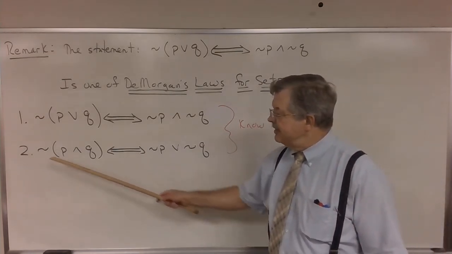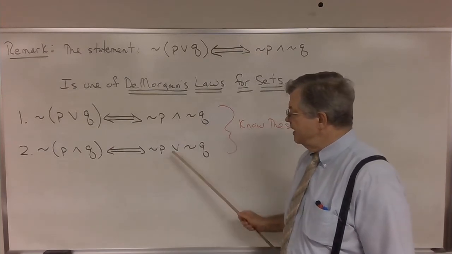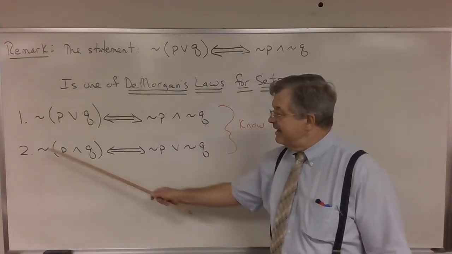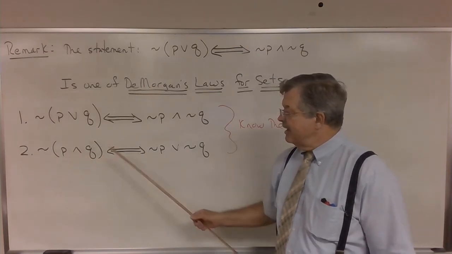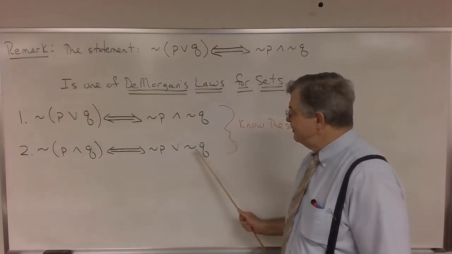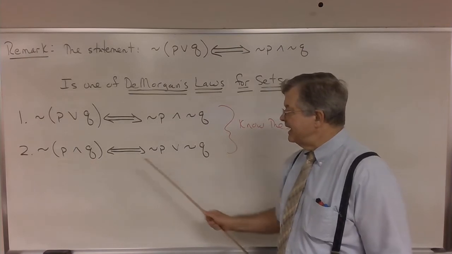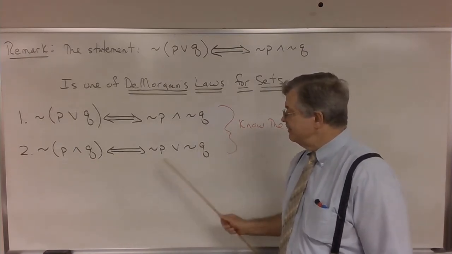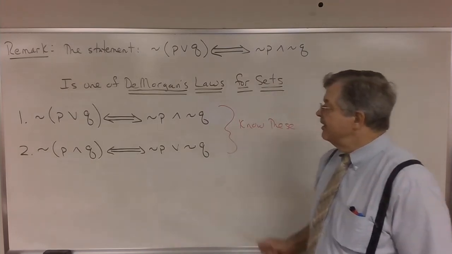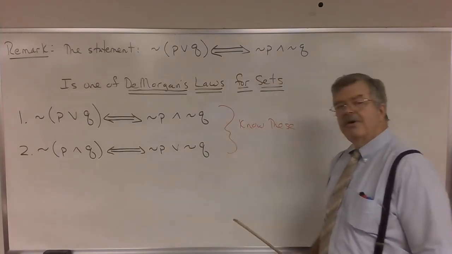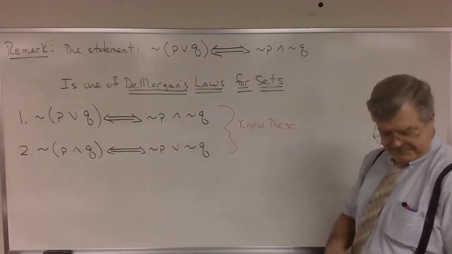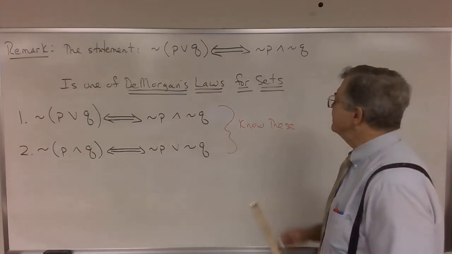And the analog works as well. The negation of an and statement is an or statement, and we do it this way. To negate an and statement, we negate each of the simple statements that make up the and statement, and then we change and to or. These two things are called DeMorgan's laws.